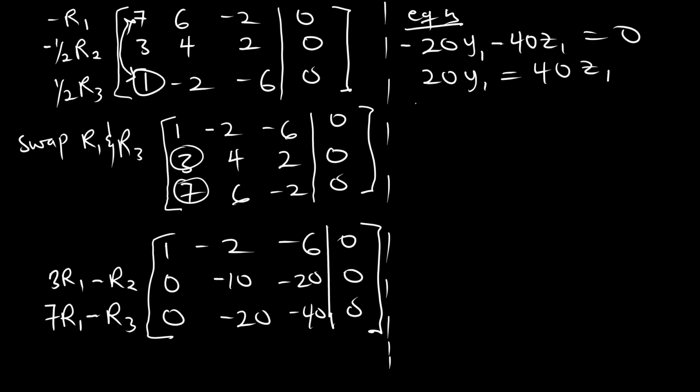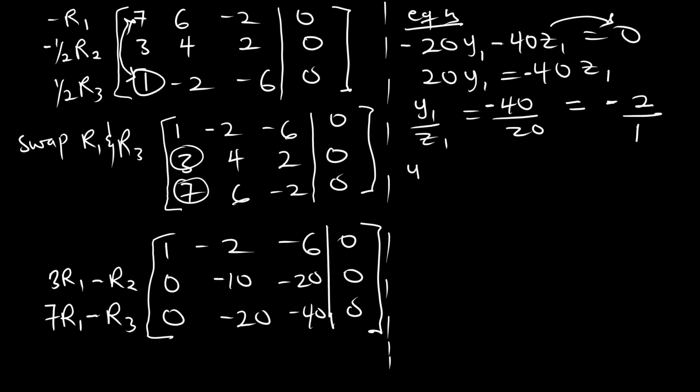And when you make y1 on z1, that is going to be 40 on 20. This is supposed to be a negative here. Yes, once it crosses the equal sign, it becomes positive. You divide through by negative, that is going to be negative that. And this is going to be -2 on 1. This means that my y1 is -2 and my z1 is 1.